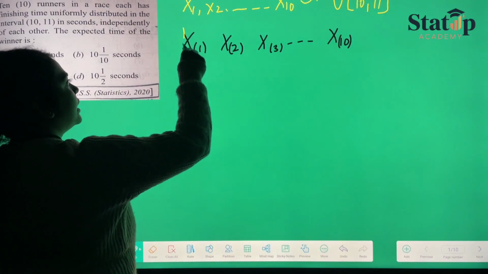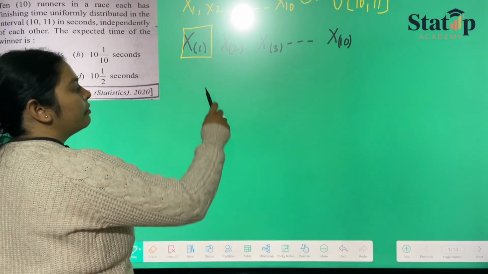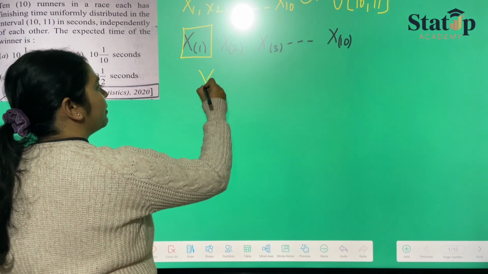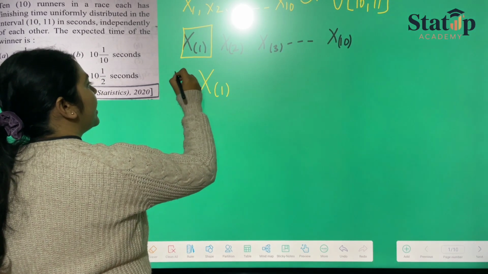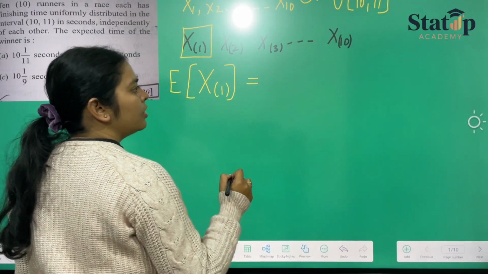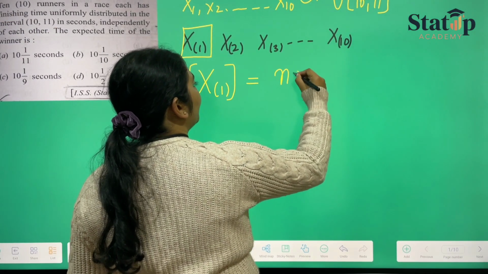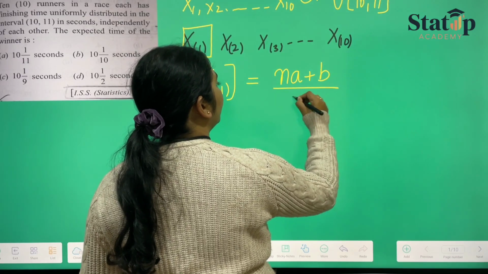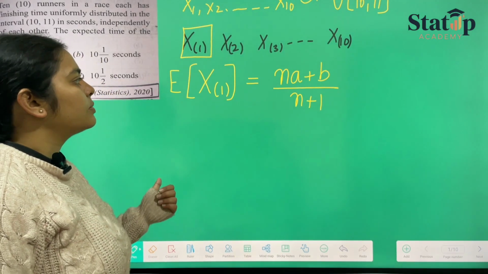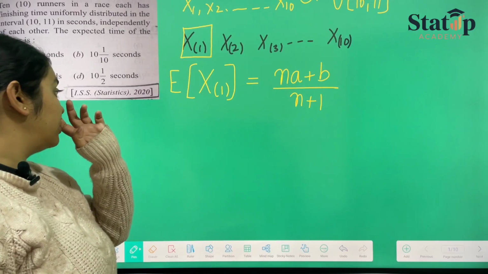So they have asked us to calculate the expected time of the winner. We have to calculate the expected time of this first one who came first, and whenever we have to calculate the expectation of an ordered statistic in a uniform distribution, it will be equal to (na plus b) upon (n plus 1). Whenever we are calculating for ordered statistics, it will always be (na plus b) upon (n plus 1) for uniform distribution. This you need to mug up.